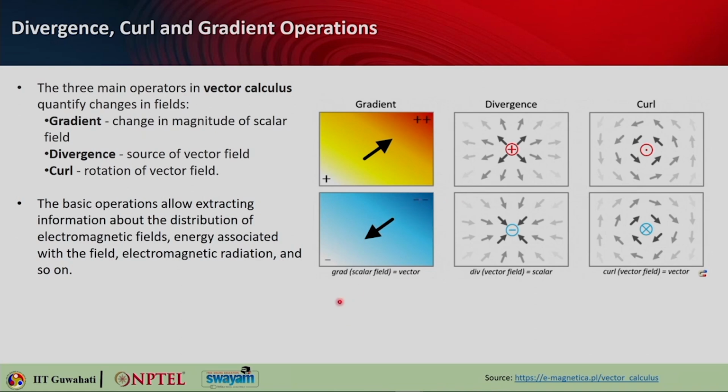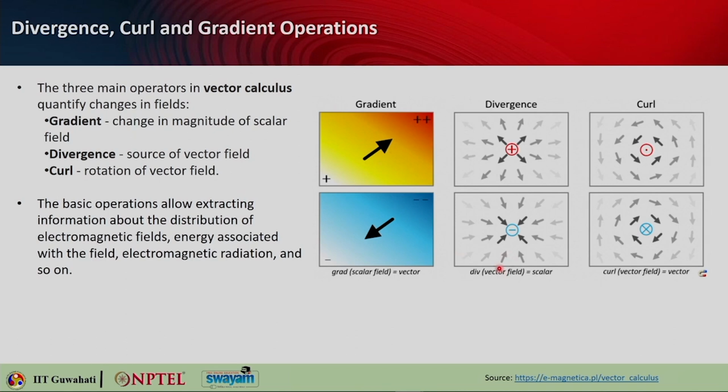Always remember that the gradient of a scalar field is actually a vector. The gradient that you are computing is of a scalar field, but the gradient itself becomes a vector because it will have the rate of change with space, and it will also have a direction associated.